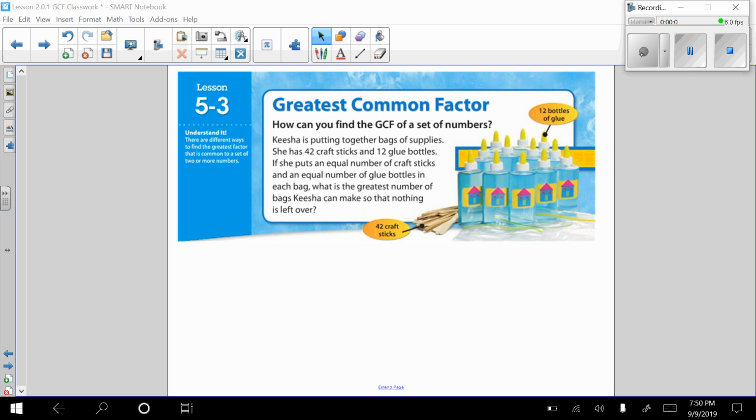Greatest common factor. How can you find the GCF of a set of numbers? Keisha is putting together bags of supplies. She has 42 craft sticks and 12 glue bottles. If she puts an equal number of craft sticks and an equal number of glue bottles in each bag, what is the greatest number of bags Keisha can make so that nothing is left over? This is where GCF will come into play.